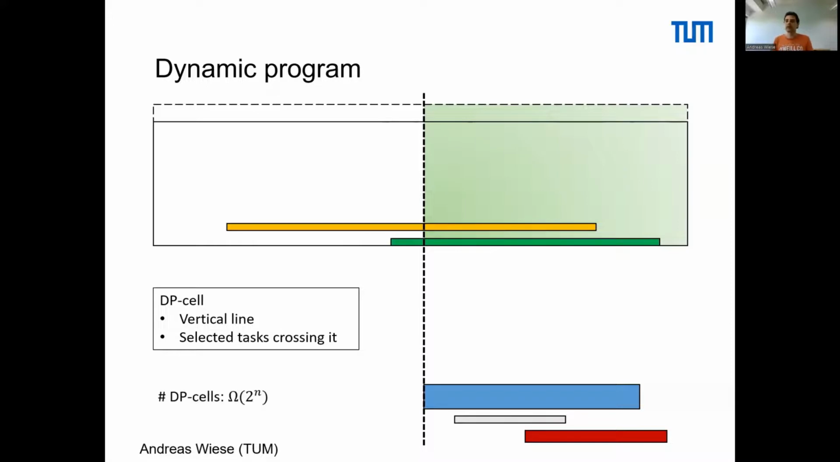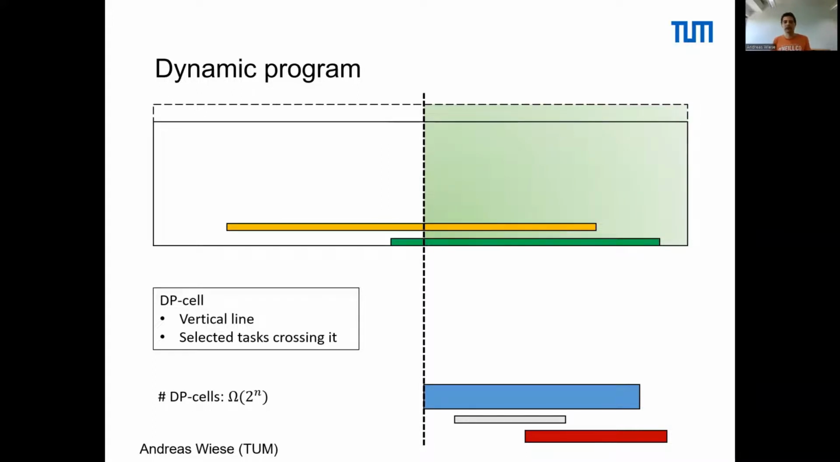The problem is, of course, it is very slow because the number of DP cells can be exponential, simply because if you fix one vertical line, the number of possibilities for tasks that you selected previously that cross this vertical line can be up to 2 to the n. Yeah, so this is very slow.